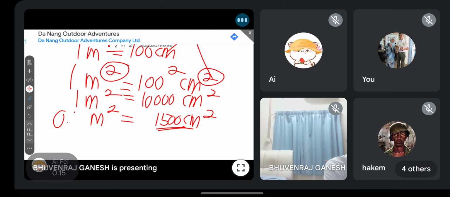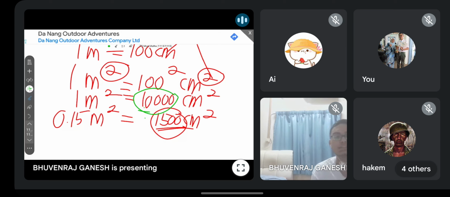Yes. Okay, you should get 0.15, 0.15 meter square. 1500 you bahagi with 10,000. Okay, 1500 divide 10,000, you will get 0.15 meter square. Okay, that is why the answer is 0.15.